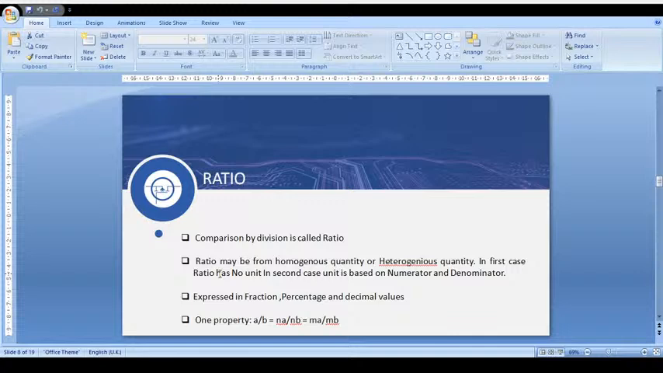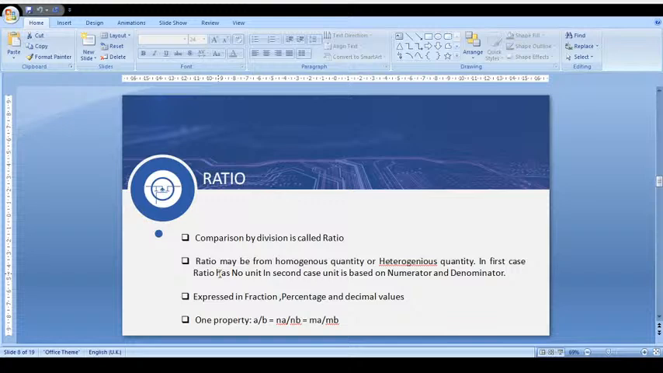If the two quantities are homogeneous, that means they are of the same nature, then there is no unit of ratio, it is unitless. And if it is a heterogeneous quantity, then we have some unit of ratio. We can express ratio in three forms: fraction, percentage, and decimal values. And in the complete six chapters, I will use only one property of ratio.